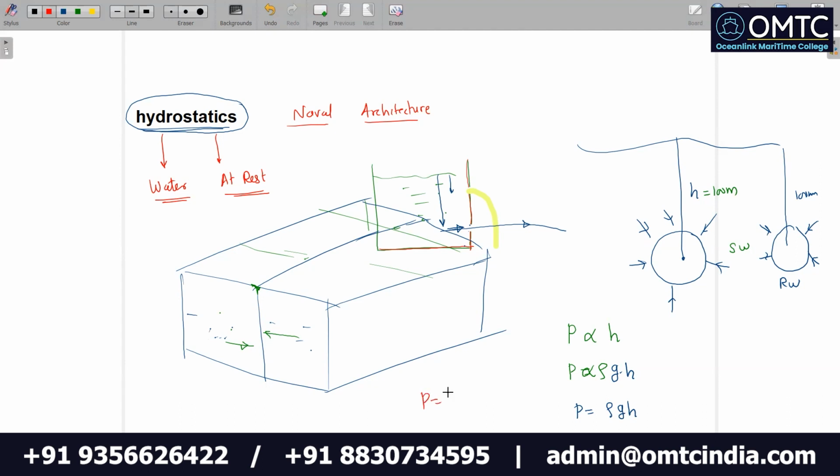And what is pressure? Pressure is equal to force upon area. It means force is equal to pressure into area. It means force is rho g h into area. So hydrostatic force is found out by using the rho g h A formula. Okay, so in the numerical, they will ask to find hydrostatic force on the side wall or on the bottom plate. Okay, thank you.